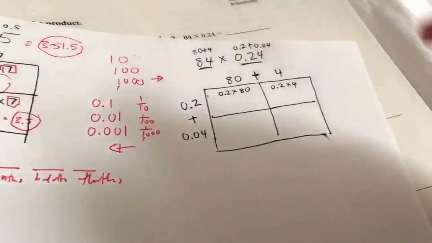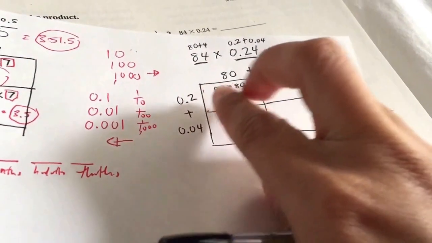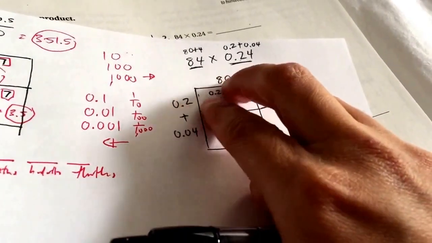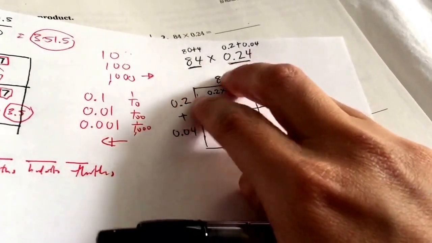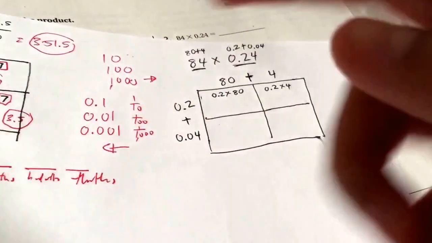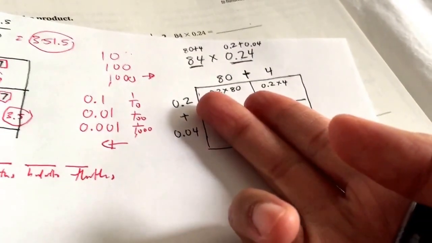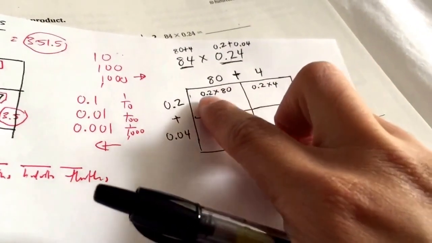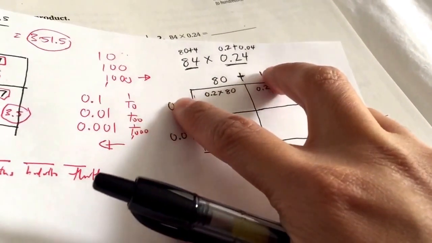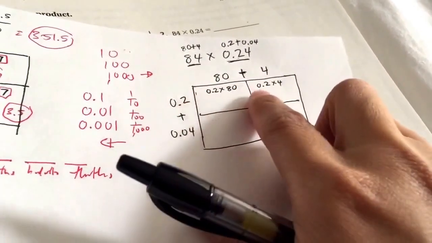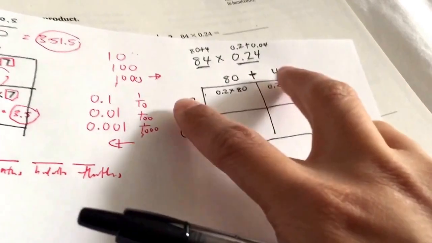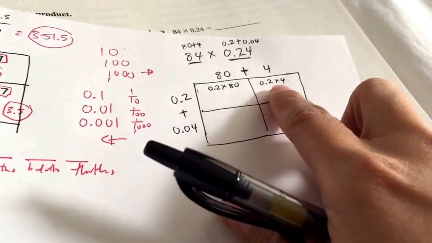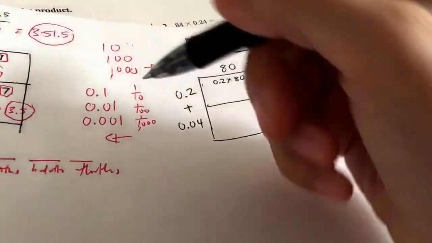My camera went a little weird, so I'm going to explain that again. For this box, I'm doing 0 and 2 tenths times 80, because that's the number to the left and above it. If you switched and put 80 times 2 tenths, that's fine. Just make sure that the 2 is in the tenths place. Likewise here, I'm going to be doing 0 and 2 tenths times 4. However, if you switched it to 4 times 0 and 2 tenths, that is fine as well.